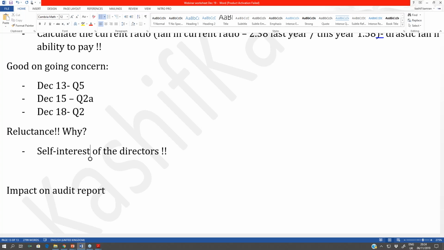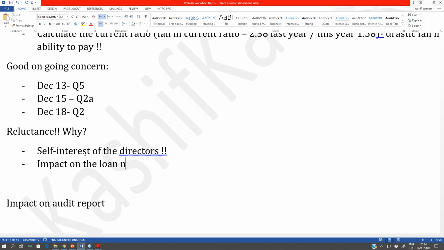And the second is, if they disclose these uncertainties, this might even impact the loan negotiations. What if the bank, we know when you negotiate a loan with the bank, you also need to give the audited report to the bank. So will it impact on the loan negotiation?